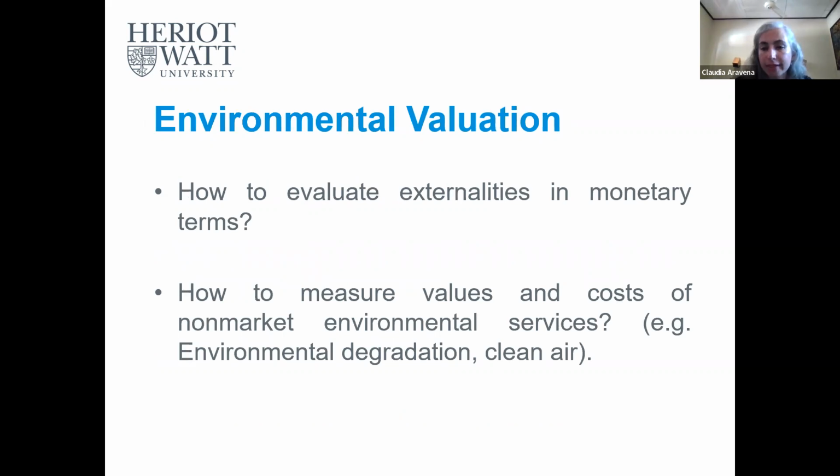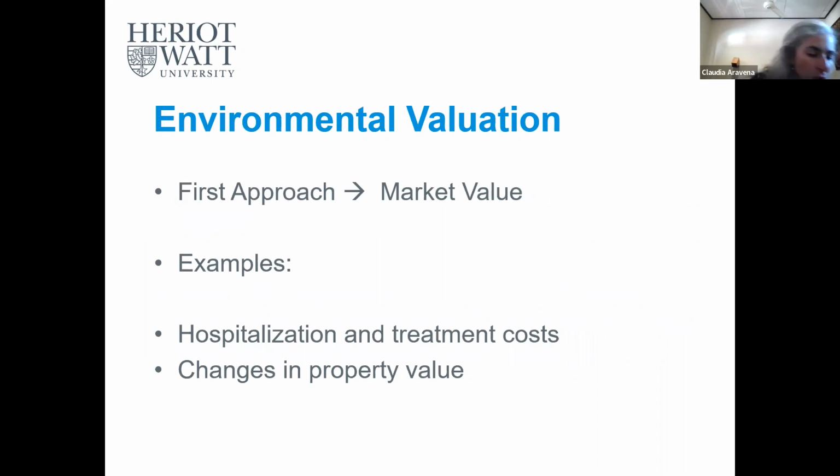Okay, so how do we evaluate the externalities in monetary terms? How do we measure the values and costs of non-market goods and services? For example, environmental degradation, clean air, biodiversity, and many other environmental goods. So let's look at this. The first approach you will think of would be market value. Okay, let's see if there's a market for these externalities. If there is a market for the air. As I said before, many of these impacts don't have a market for these goods and services. Some others have an indirect market.